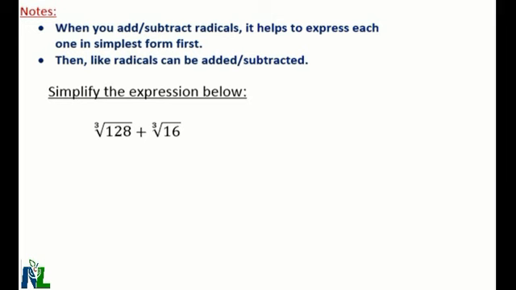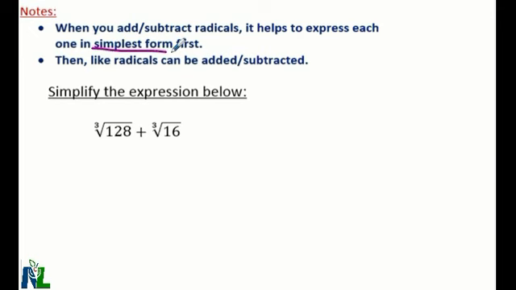In this example, I want to show how to add and subtract radicals, but we're using a cube root example. As you notice here, we've got an index of 3. And you'll notice that we're not starting with like radicals. So the little note up here, I just want to have a look. When you're adding and subtracting radicals, it helps to express each one in simplest form first.